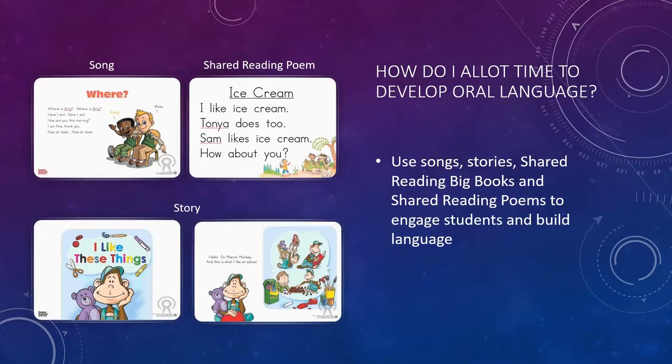If you look at the shared reading poem, I like ice cream. Tanya does too. Sam likes ice cream. How about you? That's a very common expression that the students are going to be able to use to express an I like structure. And then you can also change out names with Tanya and Sam and put the student's own name in there. So it's a great way for them to realize that this language is used from their own perspective. So these are just some examples I have for you.